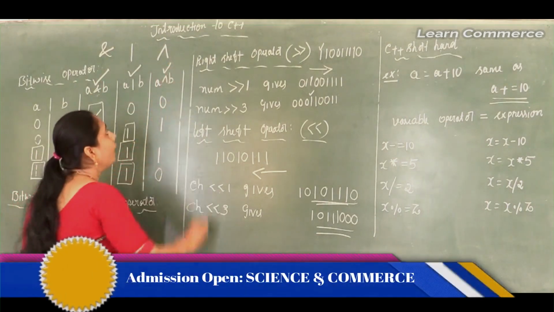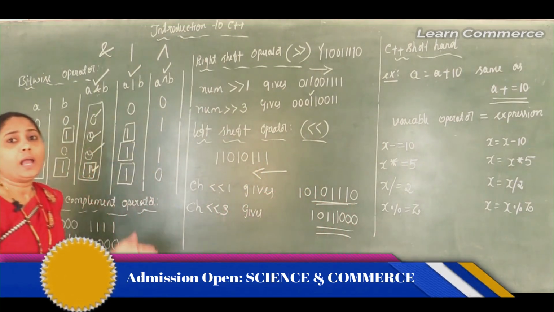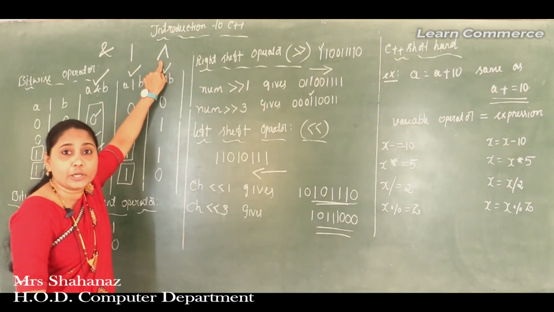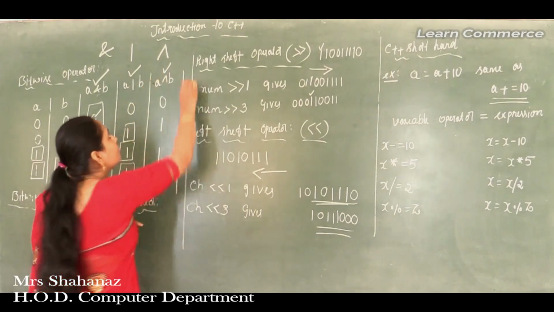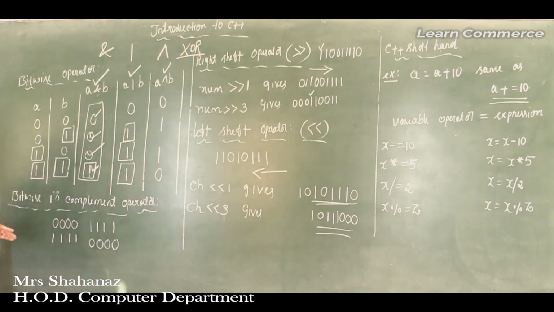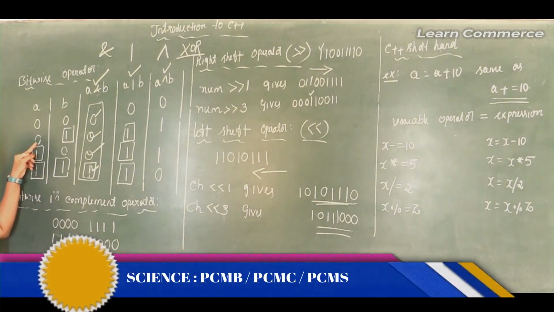Now let's talk about our bitwise exclusive OR operator, the bitwise XOR operator. Clear this point here? This symbol is called the bitwise exclusive OR operator, or XOR operator. So what about the XOR operator here? When is it going to give the result as 1 in this case? The bitwise exclusive OR operator will give the result as 1 if any one of the corresponding bits is 1. Clear this point here?